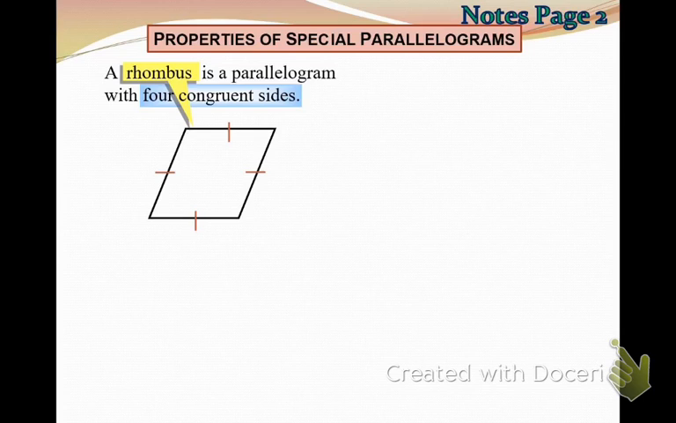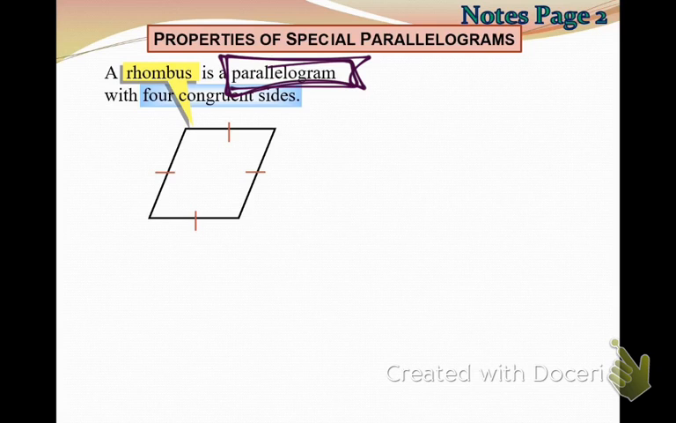So a rhombus is a parallelogram with 4 congruent sides. Because it's a parallelogram, I know that it has, what do I know about its opposite sides? Congruent, parallel, opposite angles are congruent, consecutive angles supplementary. So because it's a parallelogram, it has all 4 of those properties. We're also going to learn a couple extra that are specific to a rhombus. Okay?